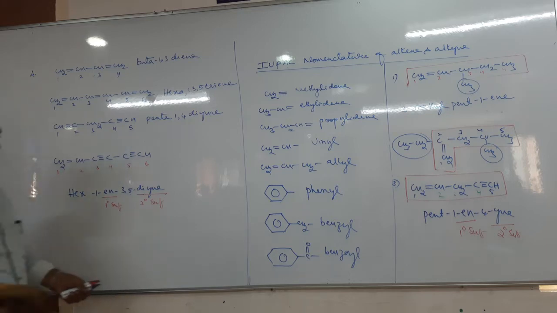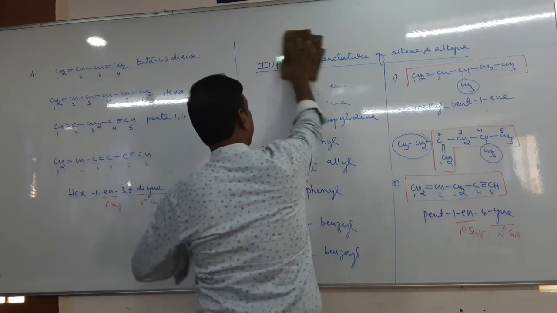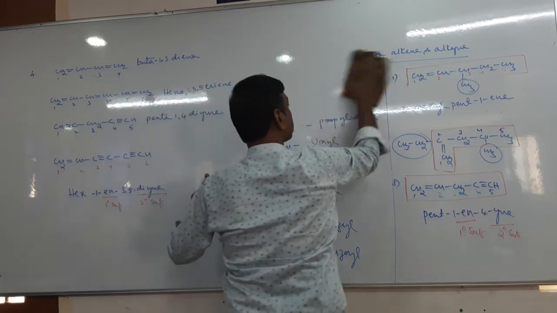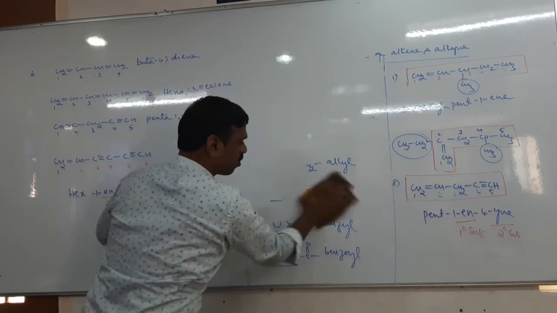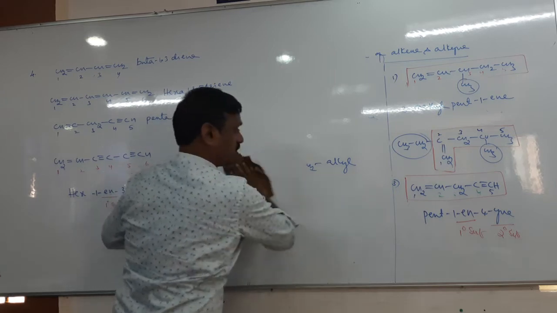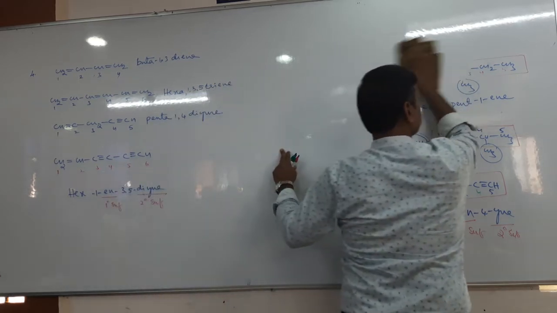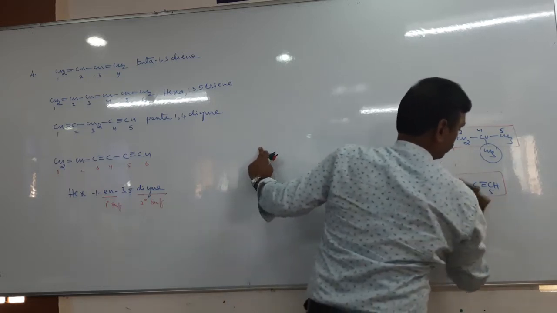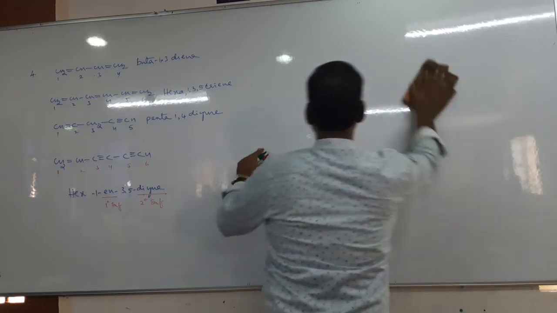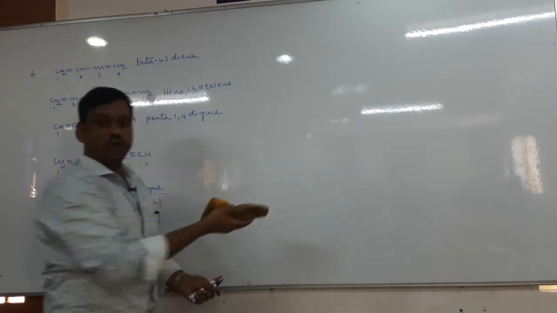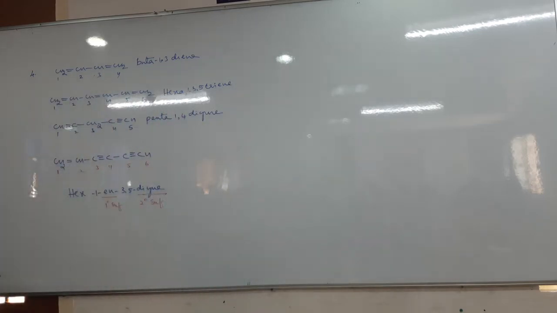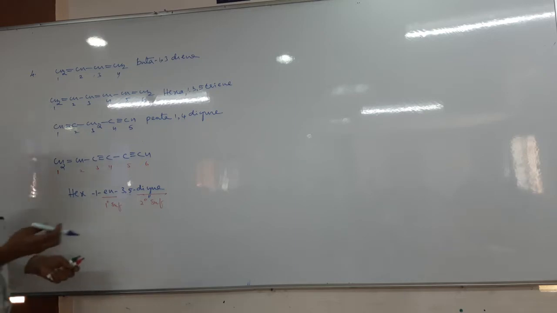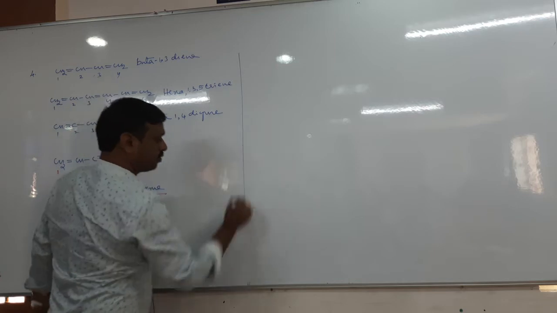Take one question. Write the IUPAC name of following alkenes. So these are the extra points. That's it. The remaining all are the same. General rules are the same. Write the IUPAC name of following alkenes and alkynes. Alkenes and alkynes. Ready? 1.